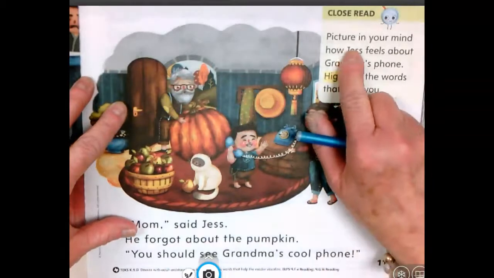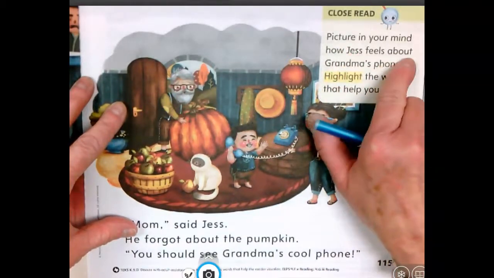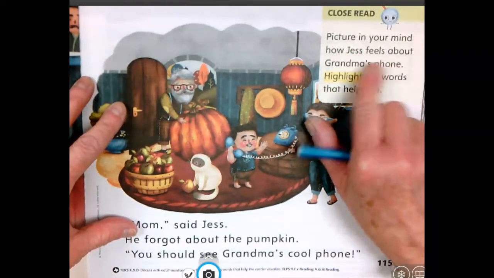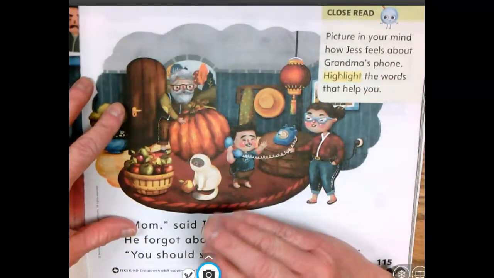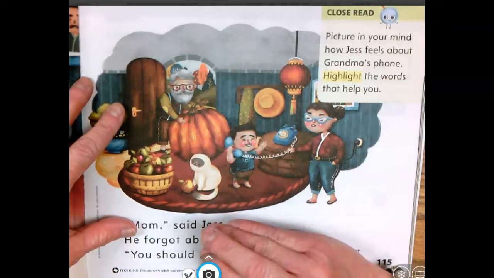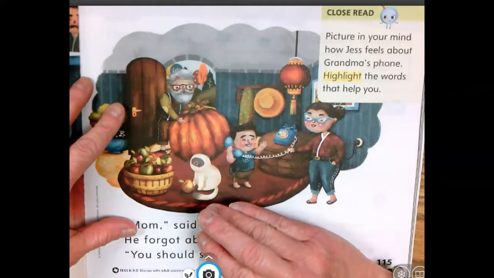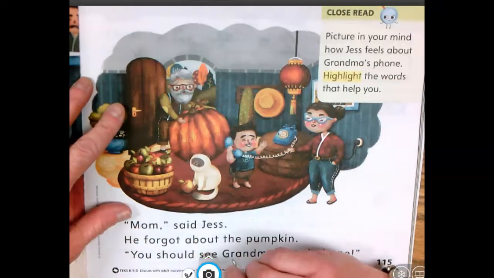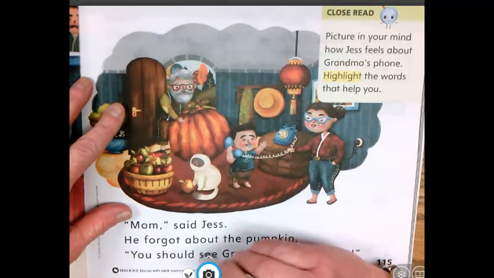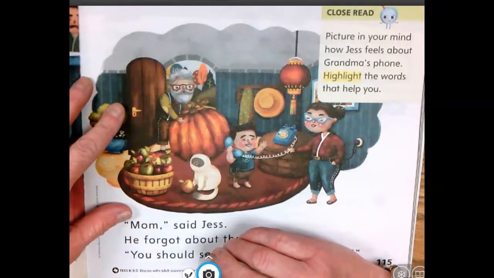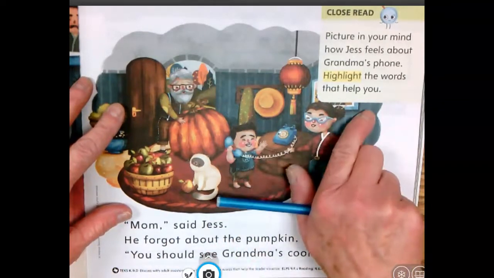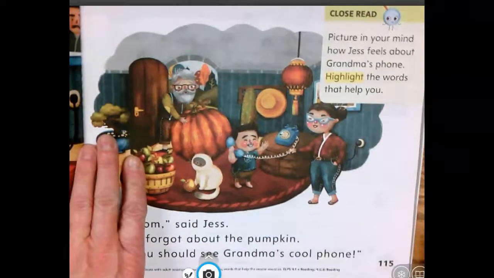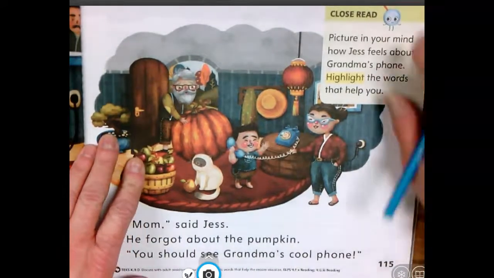Let's look at the activity. Picture in your mind how Jess feels about Grandma's phone. So let's think a minute about how Jess feels. How do you think he feels? Happy? Excited? Surprised? Highlight the words that help you.